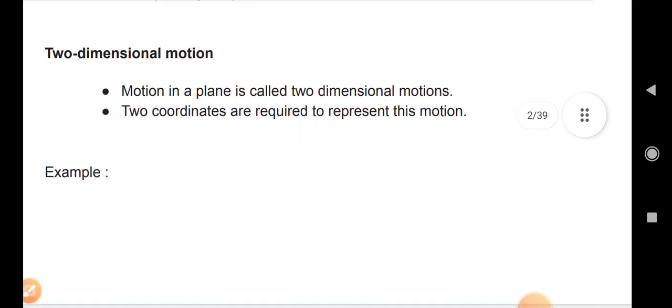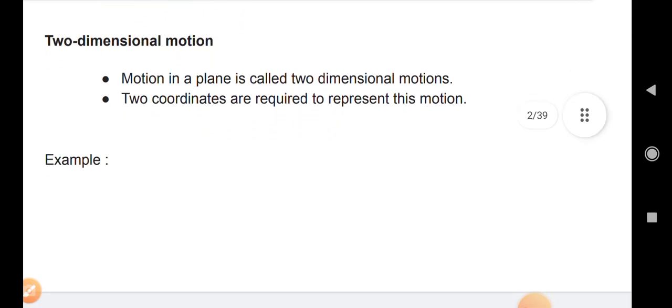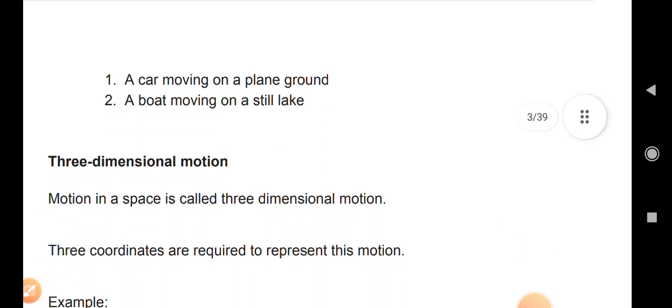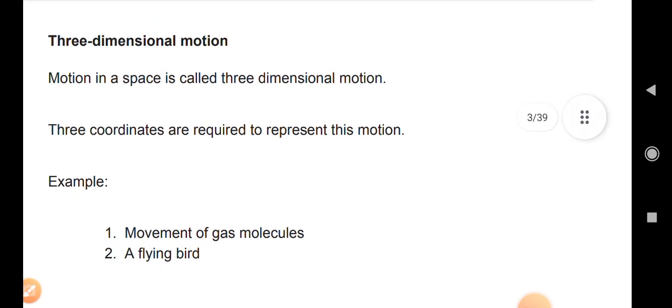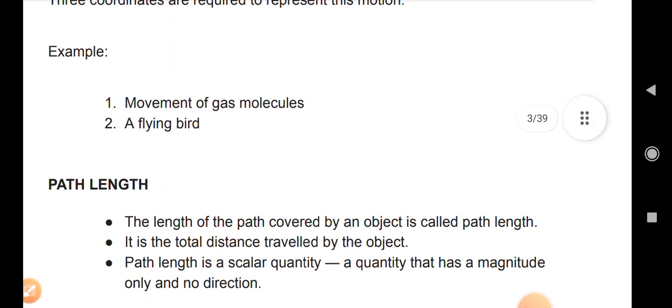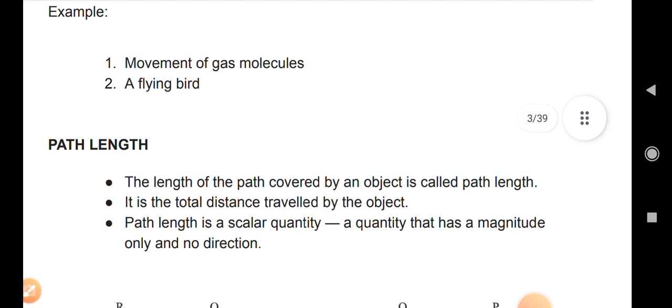2D motion, two-dimensional motion: two coordinates are required. A boat moving on a still lake, a car moving on a plain ground. 3D motion, motion in space: three coordinates are required. Movement of a gas molecule and a flying bird.